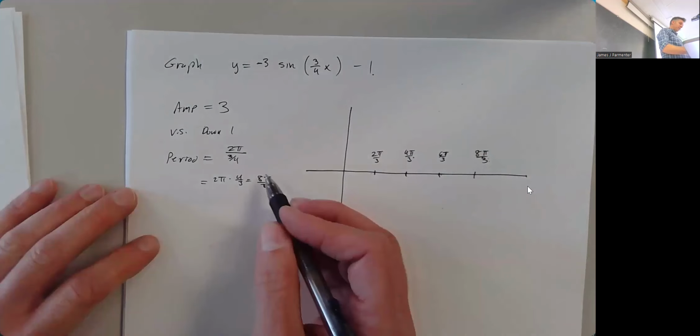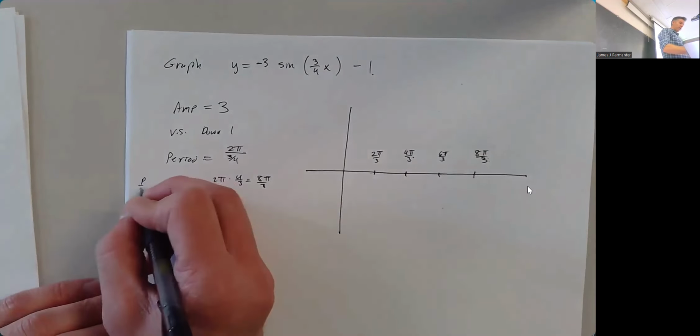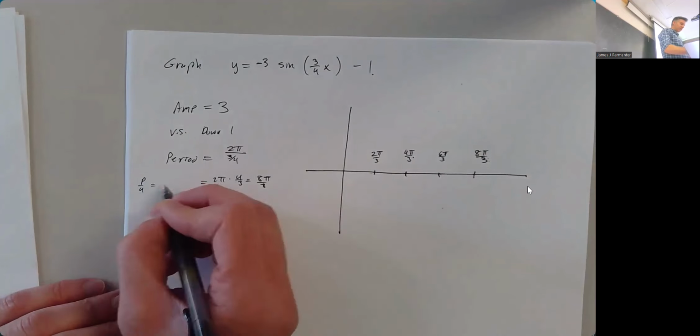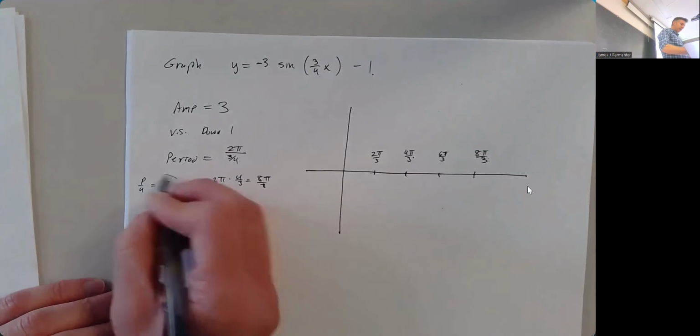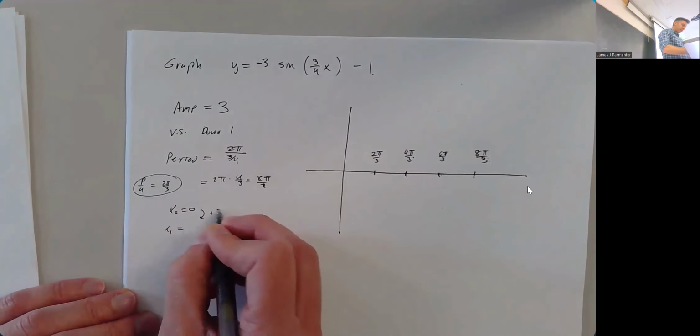The other way I can do this is my first point is 0, and then my period divided by 4, well, 8 pi over 3 divided by 4 is 2 pi over 3. So if I just take that and add 2 pi over 3, I get 2 pi over 3.